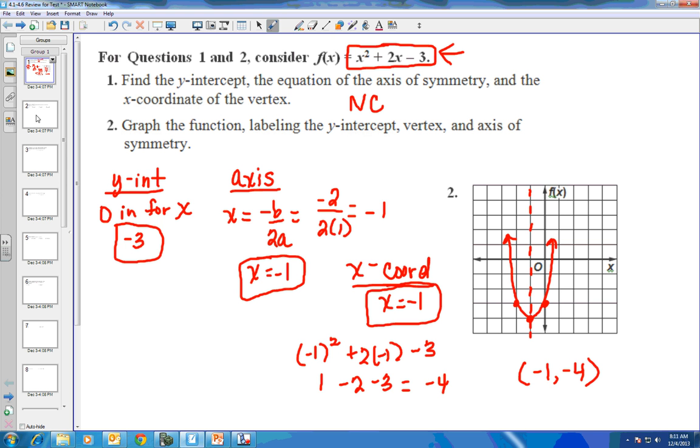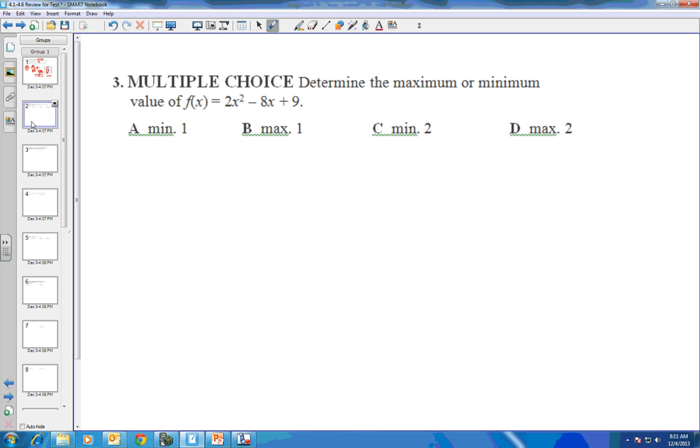All right, so number 3. Determine the maximum or minimum value of 2x squared minus 8x plus 9. So maximum and minimum values occur at the vertex. So we need to find the vertex of this. That formula for the vertex, and again, this would be a no calculator problem.